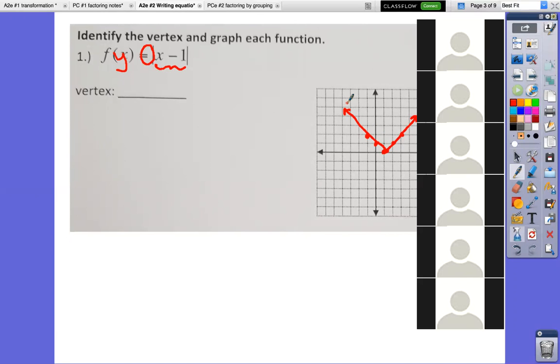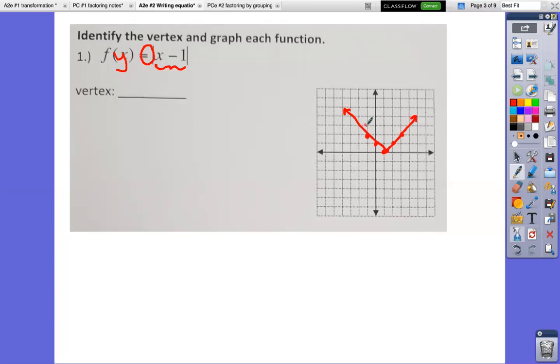transformed. So if you know that something is going up, down, left, or right, and it's being stretched or shrunk, this starts to become very simple. So I'm glad that you guys have got this. My vertex is anywhere that it turns. So my vertex is 1, 0.